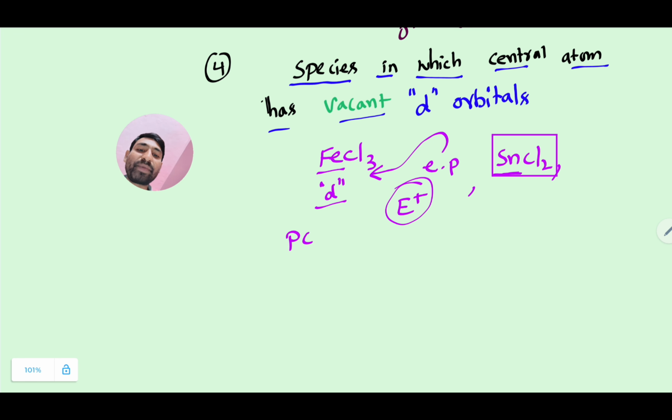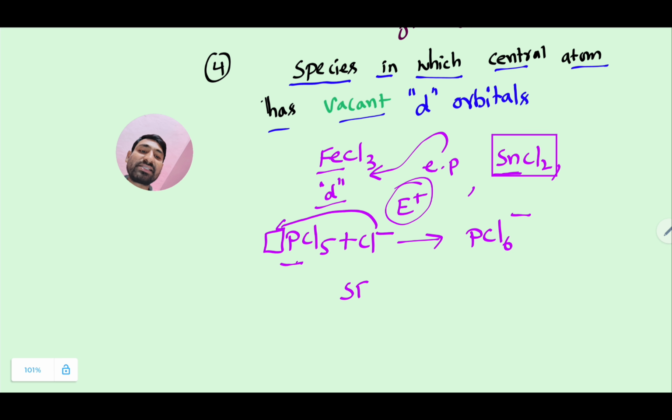Like that, if you take PCl5, it can accept an electron pair from Cl minus, then it will become PCl6 minus, guys. Here P, phosphorus, is a third period element. It has vacant d orbitals, so it can accept a pair of electrons and act as an electrophile, guys. For example, SF4 may change into SF6 by accepting a pair of electrons because it contains vacant d orbitals.